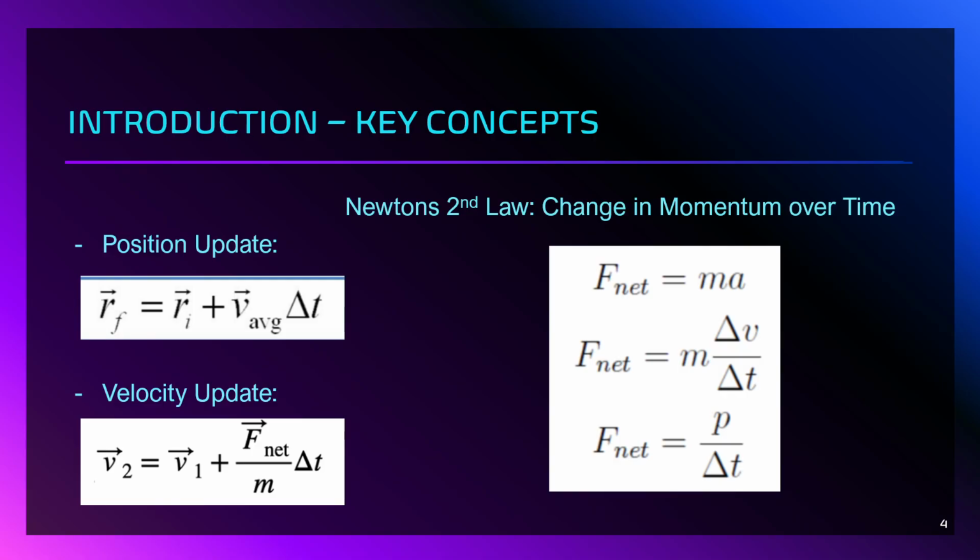So now let's review some key concepts and formulas that assist with the understanding of this lab. First, I'll review Newton's second law, which explains how the net force of an object is its change in momentum over its change in time. So from this formula, we can derive the velocity update formula and the position update formula, which relate velocity and position to force acting upon the object, respectively.